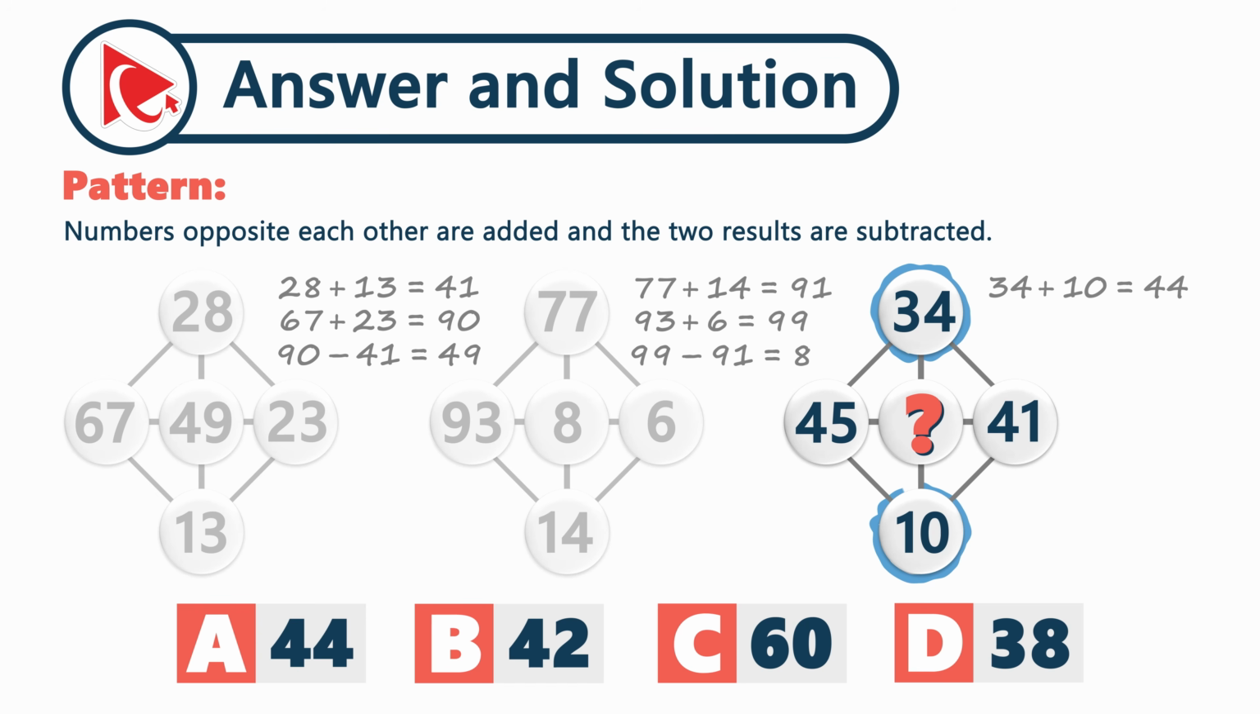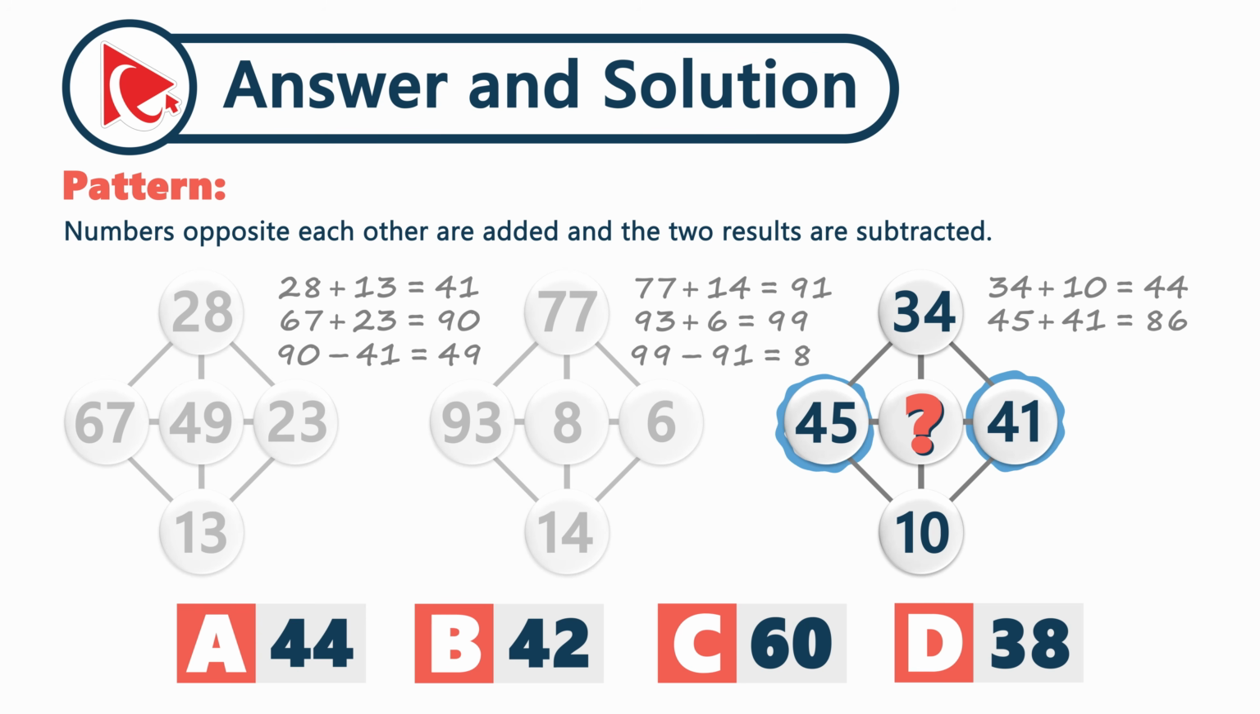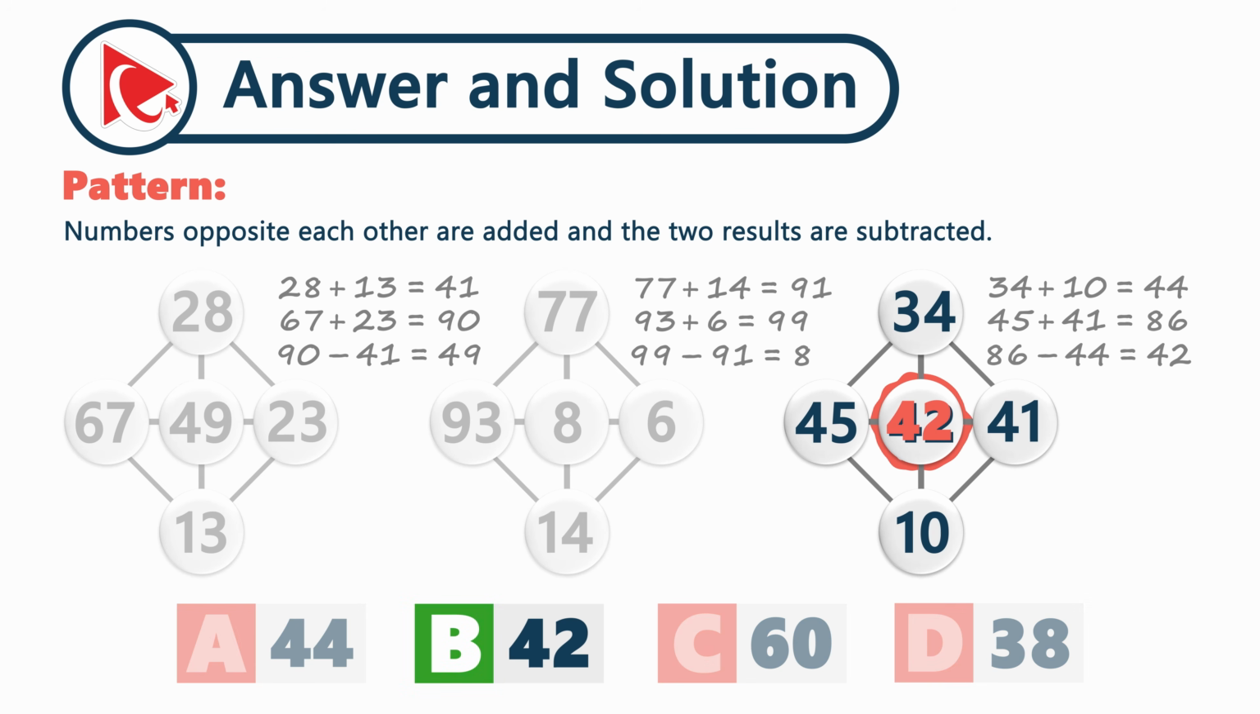34 plus 10 equals 44. 45 plus 41 equals 86. And 86 minus 44 equals 42. So the correct answer here is choice B, 42.